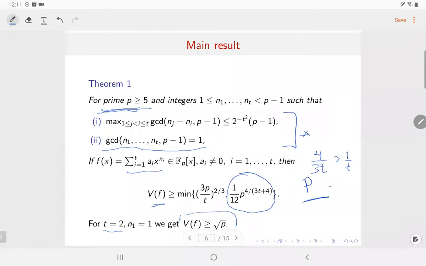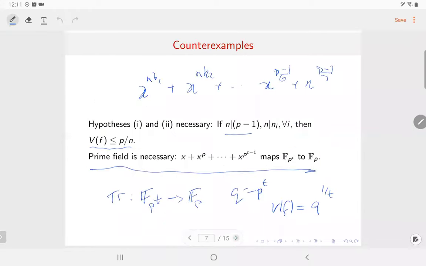So you see that this can be achieved when we're talking about prime fields, but if you go to fields of characteristic p which are not prime, finite fields that are not prime fields, then this is the best you can hope for, q to the 1 over t.